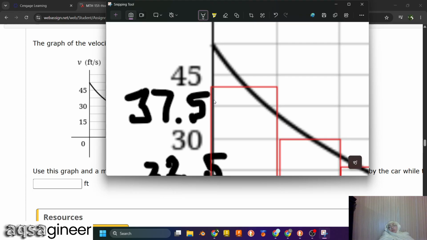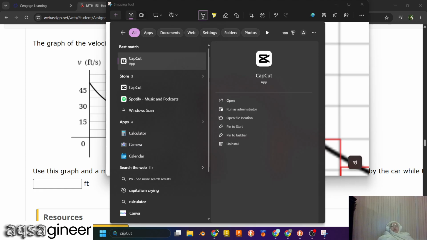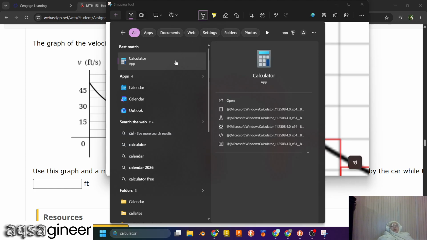So if this is 37.5, 37.5 plus 4.75. Okay, maybe I need to get a calculator. Oh wait, I can get another calculator tab. This makes life easier.